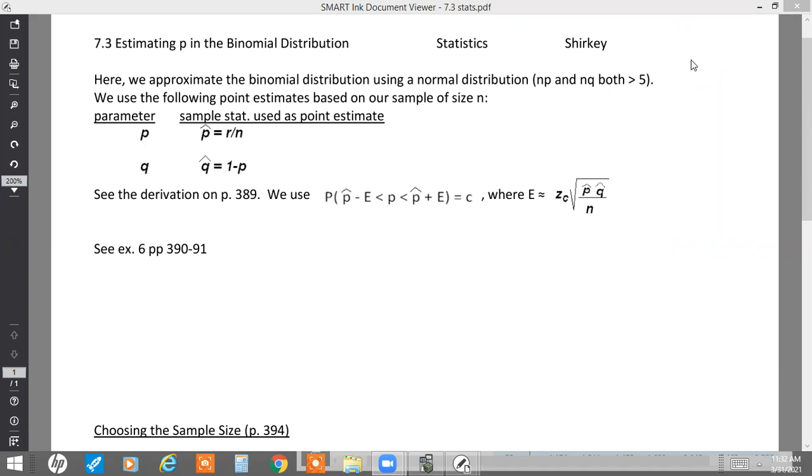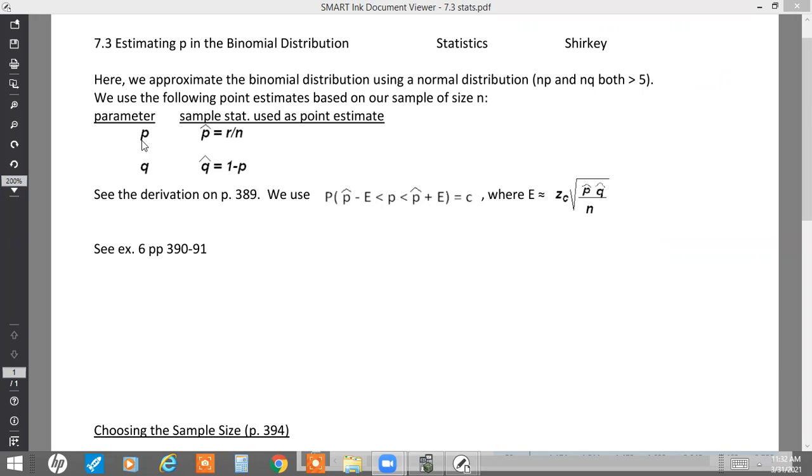So back in chapter 5, we looked at a binomial distribution. And if you remember, with a binomial distribution, P and Q were the probability of success P and the probability of failure Q, which is 1 minus P, right? Well, we're going to use the P's and Q's again to form an interval for the population parameter for the probability of success, which is P.